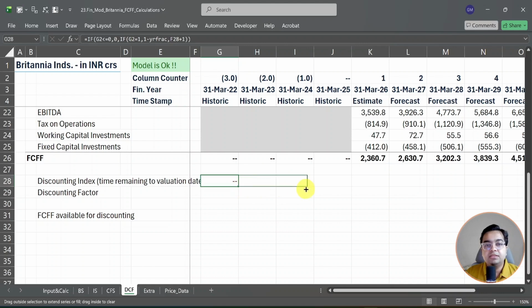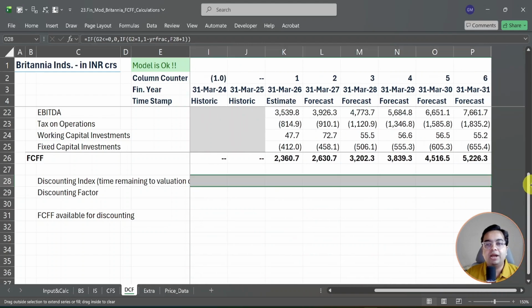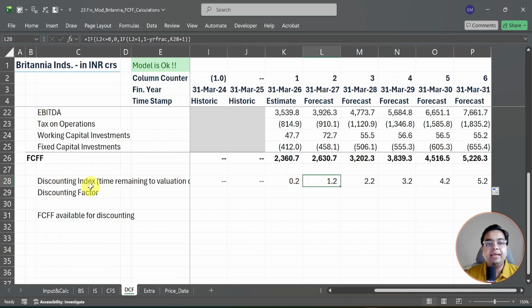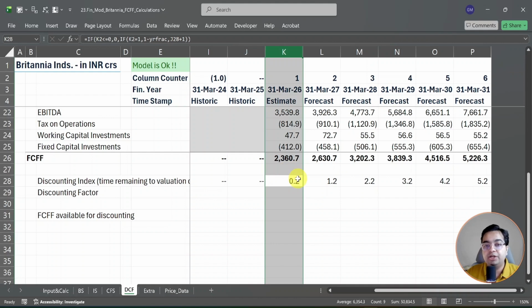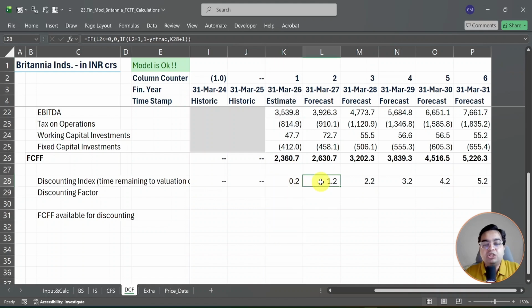So right now it gives us a dash. I copy this formula to all the cells. And here we have the time remaining to valuation date for each and every financial year, right? Since the time remaining is somewhere 0.2 for 31st March 2026 to valuation date, obviously for March 27, it will be 0.2 plus 1. And this will be 1.2 plus 1. This will be 2.2 plus 1, and so on and so forth.